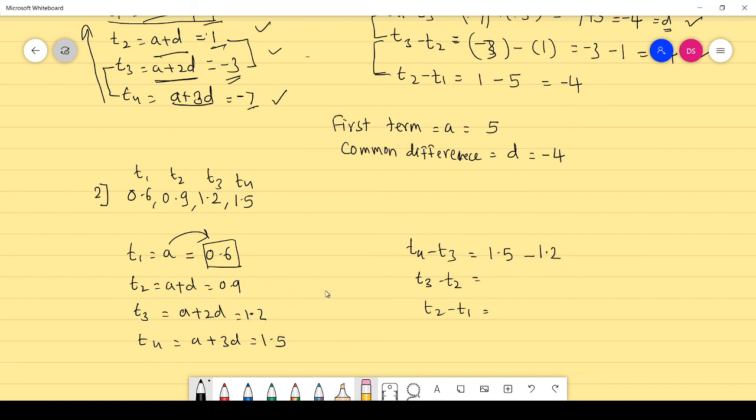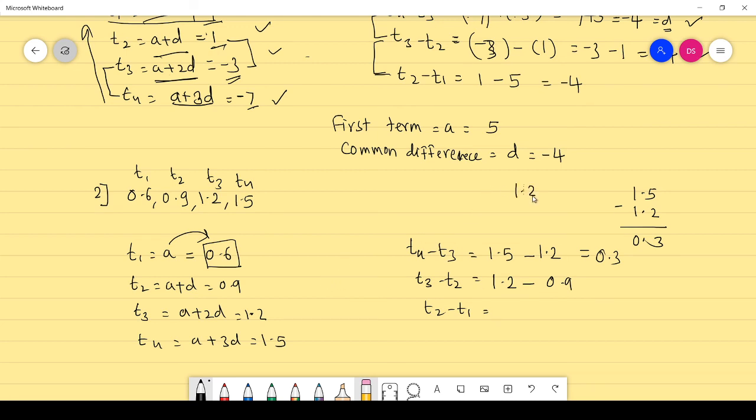1.5 minus 1.2. Very easy. 5 minus 2, 3. 1 minus 1, 0. So 0.3. So we got the common difference from the first subtraction, that is 0.3. Whether it is right or wrong, let's check it out. T3 is equal to 1.2 minus T2, which is 0.9. Let's subtract. I'm subtracting over here.